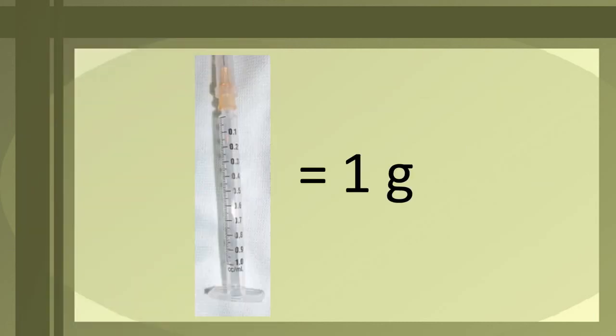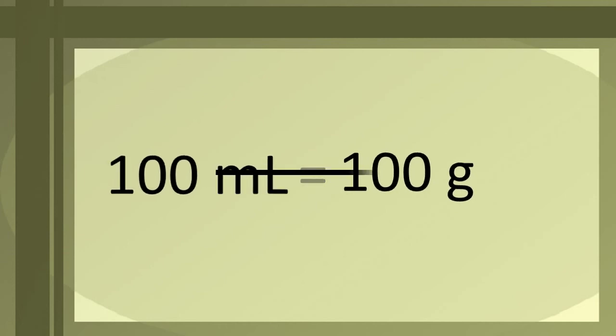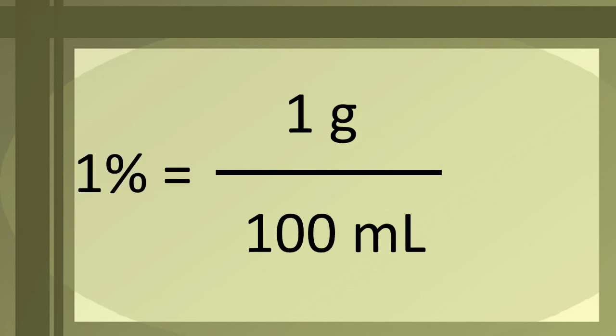First, we learned that 1 milliliter of water weighs 1 gram. That means that 100 milliliters of water weighs 100 grams. This is important since we're working in percentages and the whole is always 100. As a ratio, this would also be written like this. So a medication listed as 1% would be written like this.